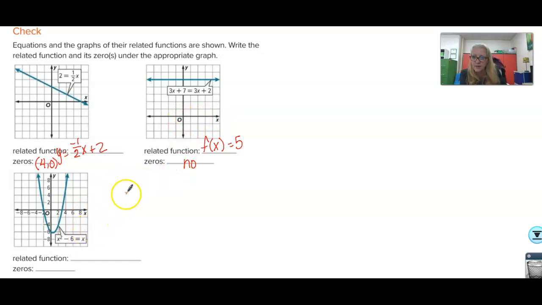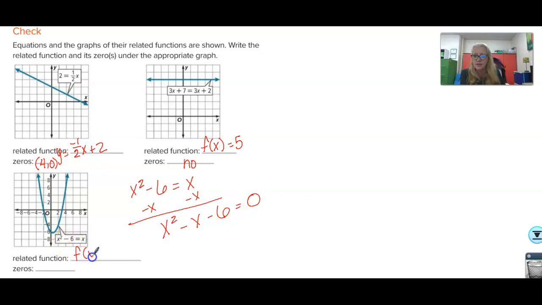This one, we have x squared minus 6 equals x. We would subtract x from both sides. That gives us x squared minus x minus 6 equals 0. So the related function is f of x equals x squared minus x minus 6. And the zeros are at negative 2 and 3. If you wrote those as points, it would be negative 2, 0 and 3, 0.